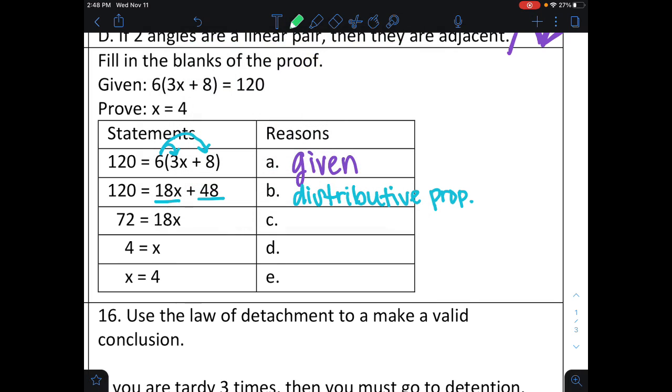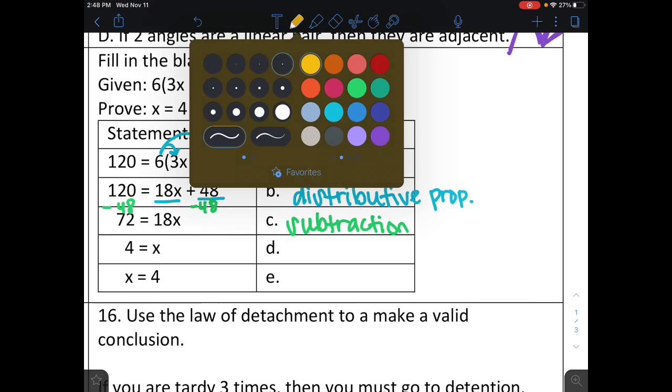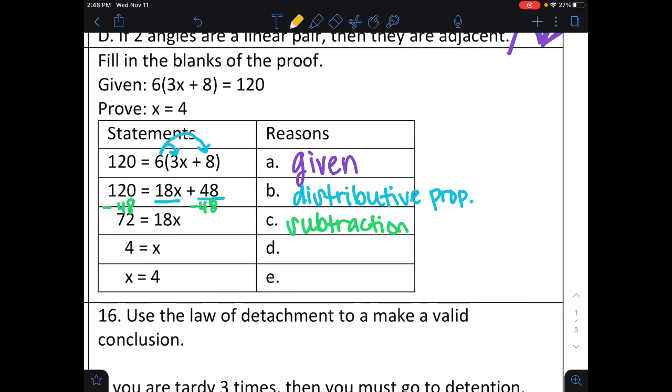Okay, and then next, how do we get to the next step? Well, looks like we subtracted 48 from both sides. So that's going to be the subtraction property. And then next we have, how do we get to this step? Well, looks like we divided both sides by 18. So that would be the division property. And then last but not least, how do we get from this step to this step? Well, you just swap the places. We call it the reflexive property. Think of a mirror, how a mirror swaps your right and your left. All right, so there you go.